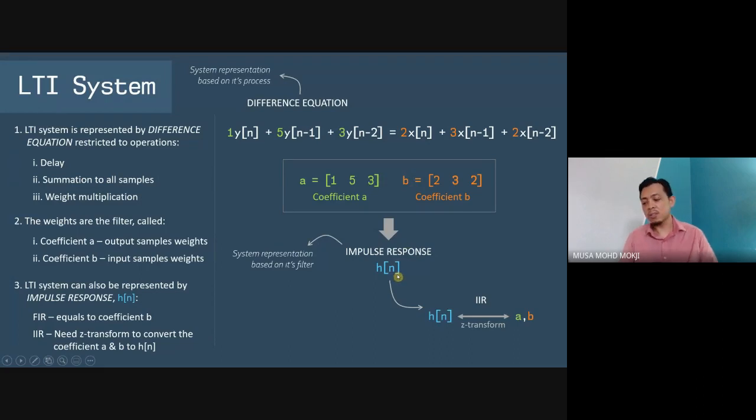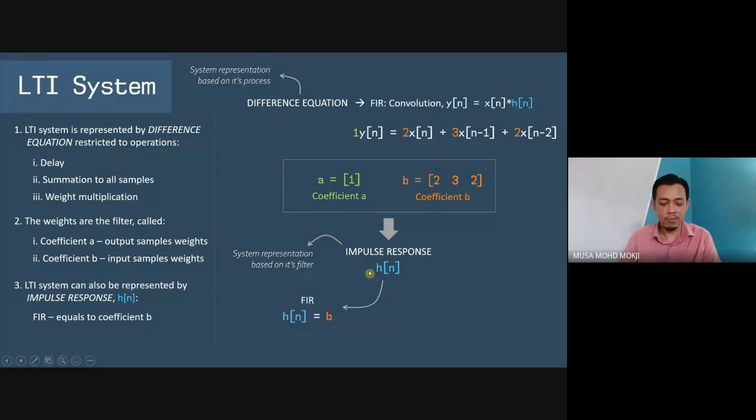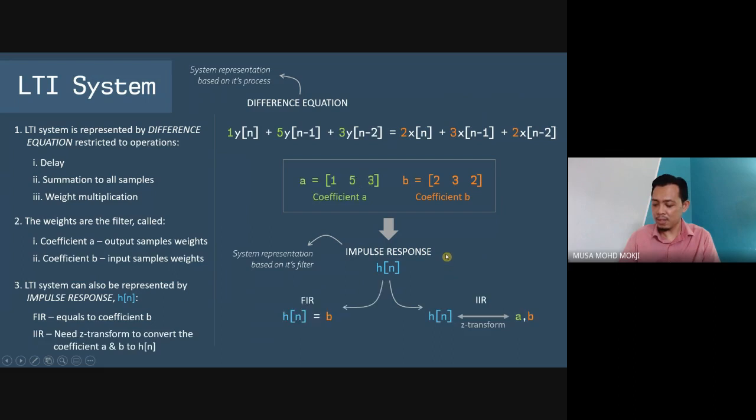And that one is not straightforward. We need to use the Z transform to do that, from h[n] into A and B, or from A and B to h[n]. Which is not this week's topic. That will be next week's topic. So this week we just look at the FIR system alone. We'll look at the IIR next week.